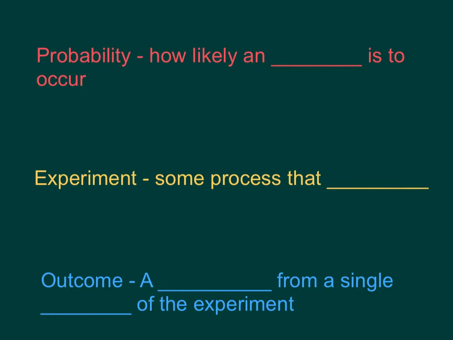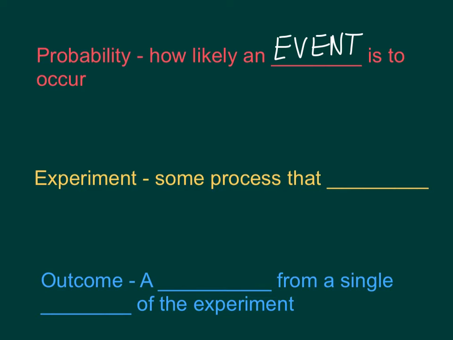So we're just going to start by going through some definitions that we need to be familiar with. The first one is probability itself. When I think of probability, in my head I'm saying, how likely is an event to occur?